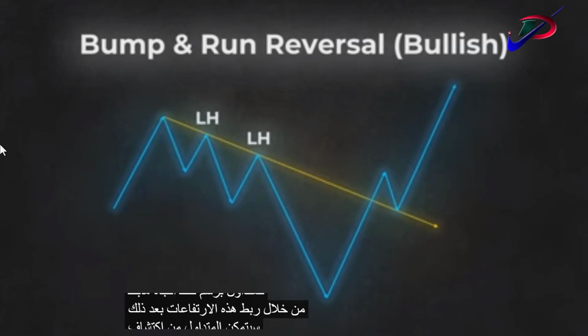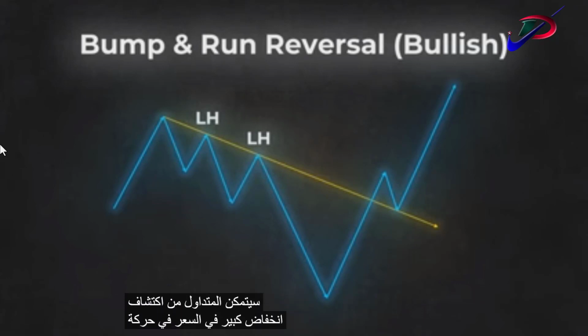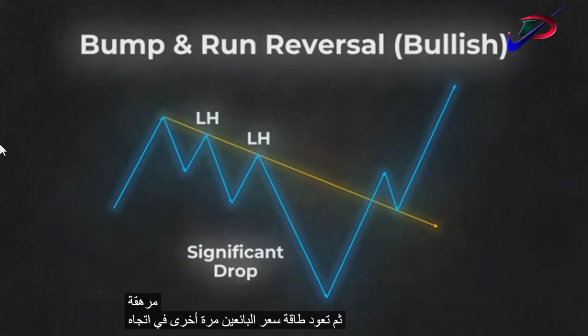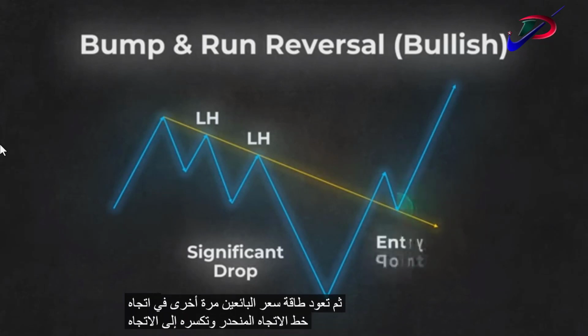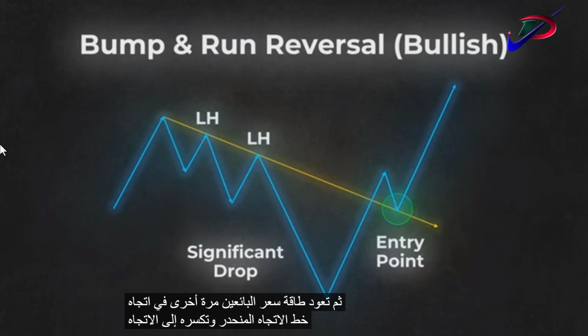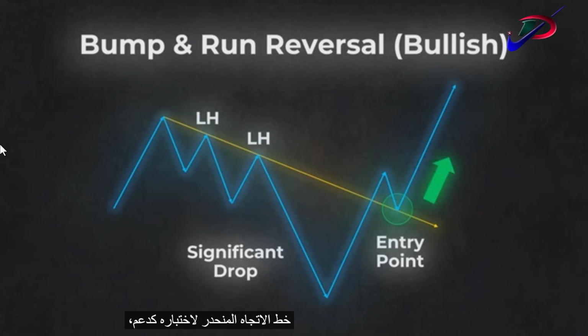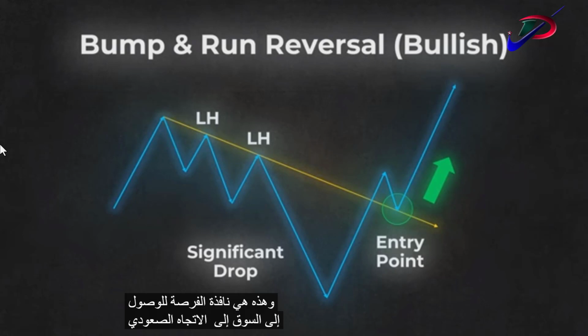After that, the trader will be able to spot a significant drop in price in a movement that exhausts the energy of sellers. Price then comes back in the direction of the downsloping trend line and breaks it to the upside. Price will often retrace back to the downsloping trend line to test it as support. This is the window of opportunity to get in the market to the upside.